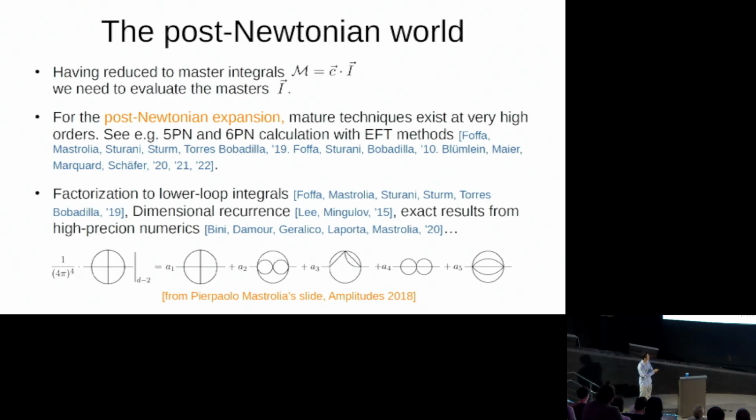By the way, I should mention that the main integrals of interest in the post-Newtonian expansion are propagator integrals in 3 minus 2 epsilon dimensions. One of the useful methods has been dimensional recurrence, for example, by Roman Lee and collaborators. This is a picture stolen from Pierpaolo Mastrolia's slide several years ago. This is a dimensional recursion relation relating integrals in d minus 2 dimensions to d dimensions.